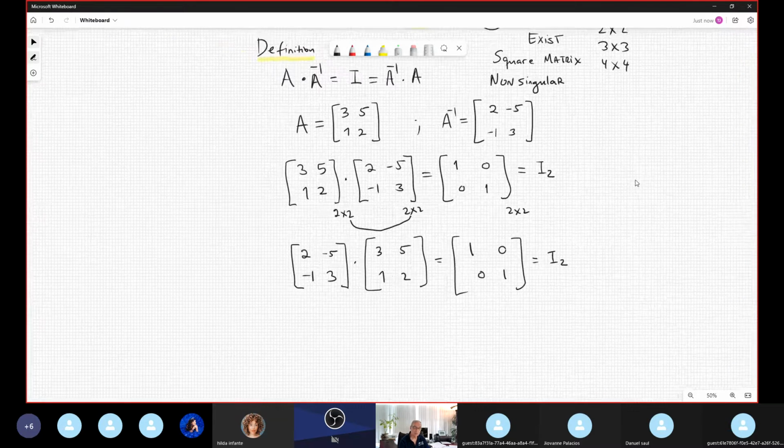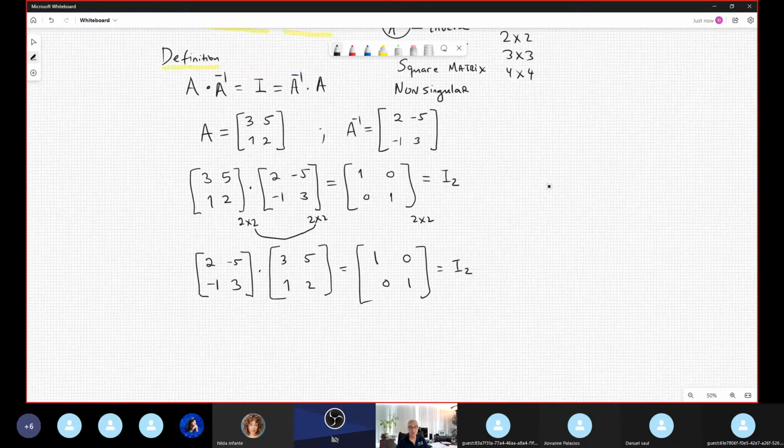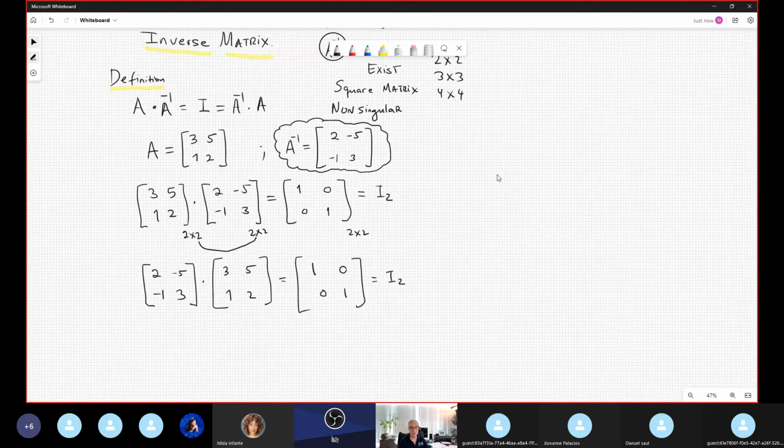Well, okay, I understand. But where does this inverse matrix come from? What is the formula to find it? The formula I want to explain is very, very complicated when it's bigger than 2 by 2. But I want to explain the particular shortcut for 2 by 2, which is the most popular. And when it's 3 by 3 or 4 by 4, I will explain how we can do that.